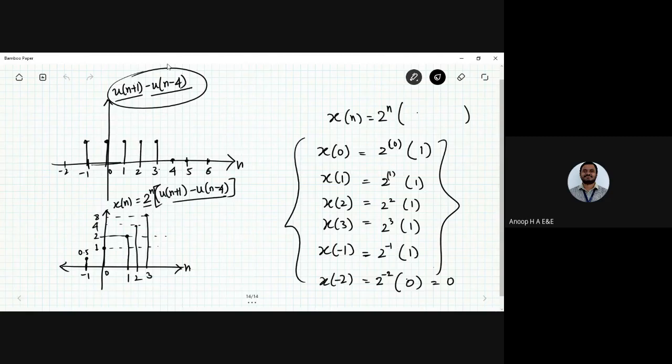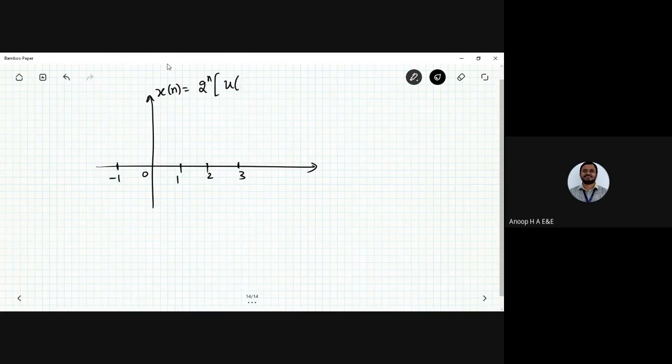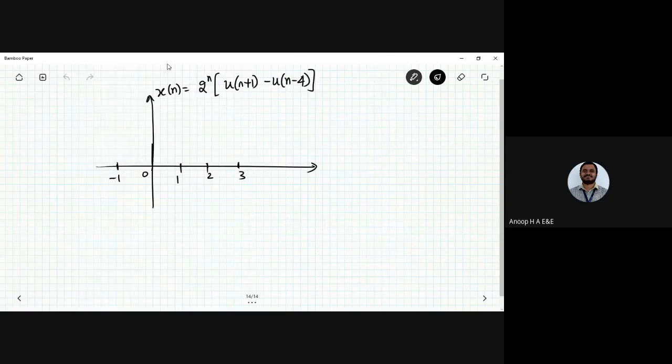Redrawing the signal x of n again. This is 0, this is 1, this is 2, this is 3, this is minus 1. That is x of n, which is 2 power n, u of n plus 1 minus u of n minus 4. It is left to you now to sketch the signal of the shifted version. At 0, it is 1. At minus 1, it is 0.5.